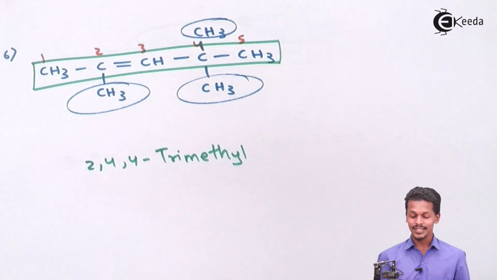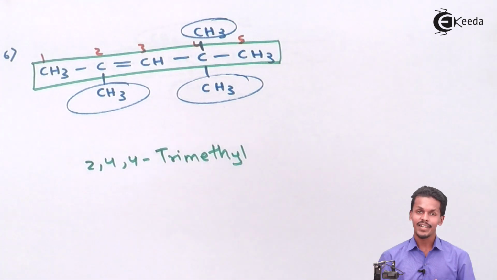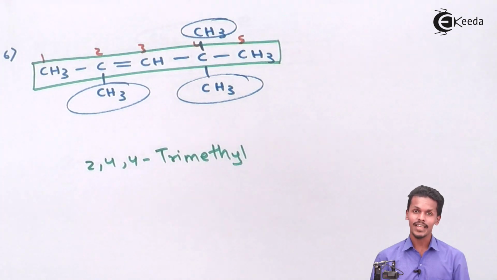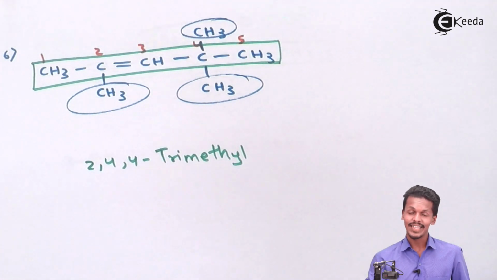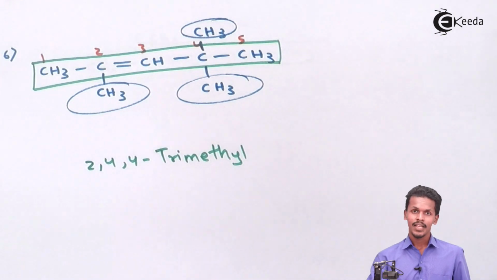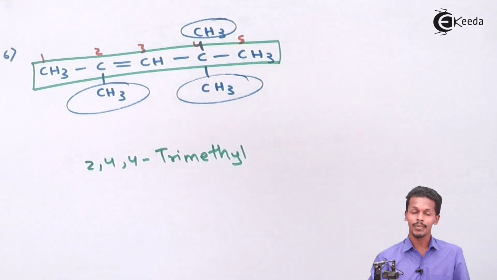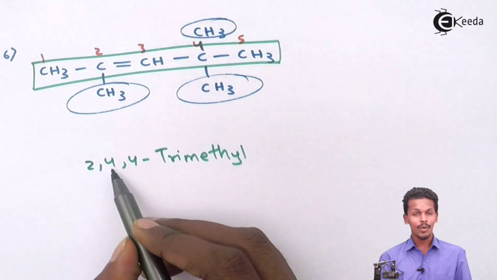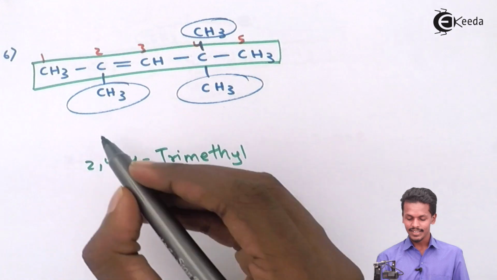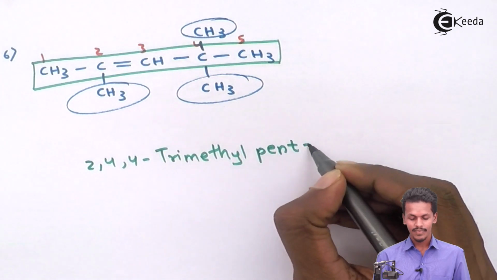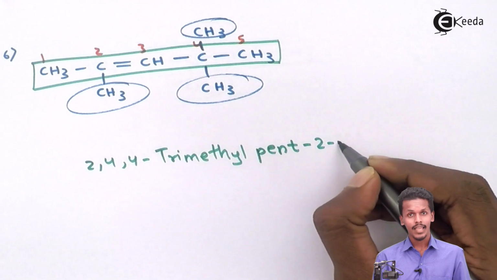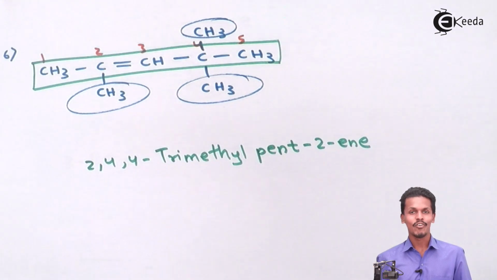So the work is almost done, and what we have to do is consider the parent chain, and the parent chain consists of 5 carbon atoms, and 5 carbon atoms in terms of an alkane is pentane. This is not an alkane, this is an alkene, that is pentene. But the carbon-carbon double bond is present at a specific location, or we could say a locant or number. It is present between carbon number 2 and carbon number 3. So therefore, we name this as 2,4,4-trimethylpent-2-ene. This is the name of the alkene that we have drawn.